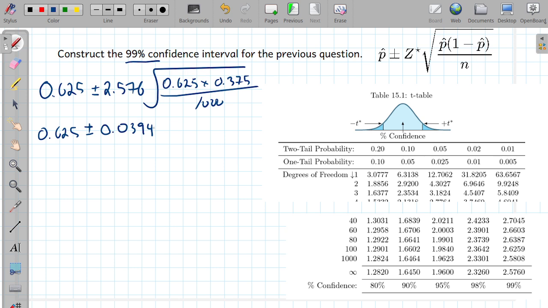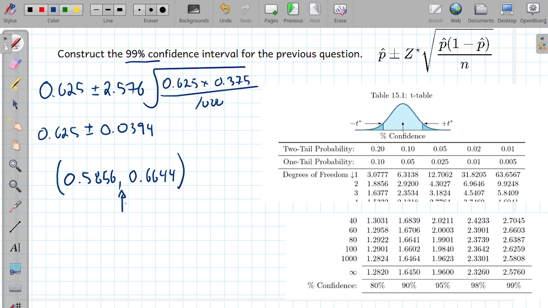Okay, so we got to turn this into an interval. So we have 0.625 minus the margin of error, which is 0.5856. I'm going to round that. Then we have to, of course, add that as well to get the upper bound. And we get 0.6644. So at the 99% confidence level, we got a very, very slim pass.